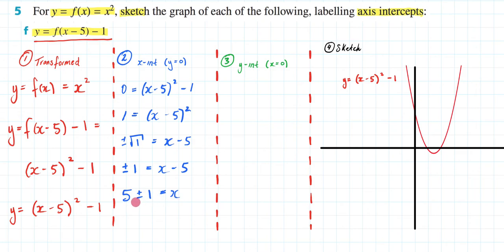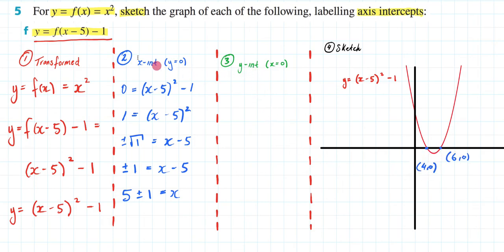So as you can see, I'm going to have two x-intercepts, when I have a plus and then the other one when I have a minus. So if it's 5 plus 1, it will be 6. So it will be over here. And I can say that this will be 6, 0. And then the other one will be when it's 5 minus 1, which will be 4. So here will be 4, 0. So I have 6, 0 and 4, 0 as my two x-intercepts.